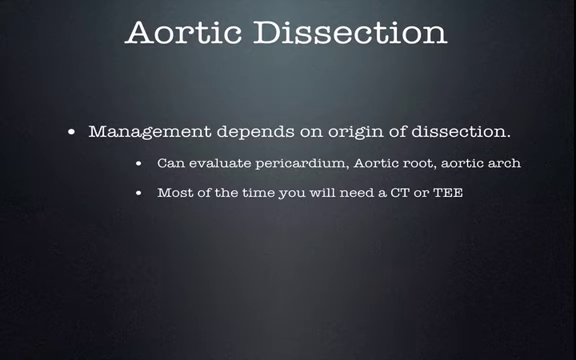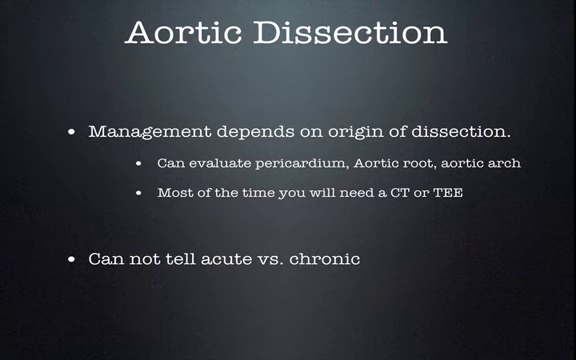As I previously mentioned, most of the time you're going to have to advance to CT or transesophageal echo, or TEE. And most of the time you're going to do this because, again, management critically depends upon its origin as well as what organs the aortic dissection involves, and the vascular surgeon needs to make plans on how they're actually going to repair the aorta. So most of the time you're going to be getting advanced imaging of these cases.